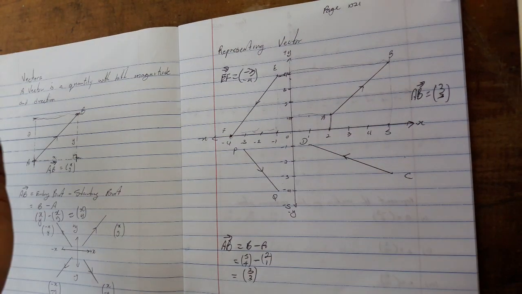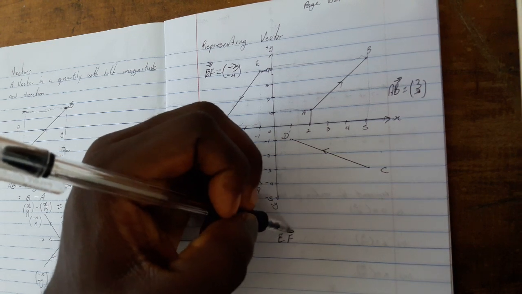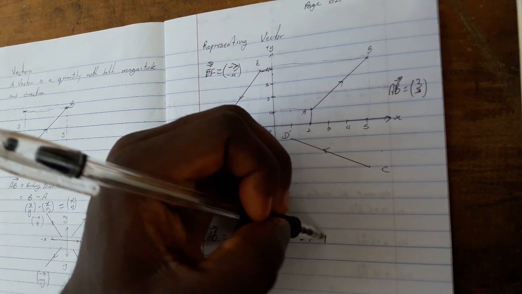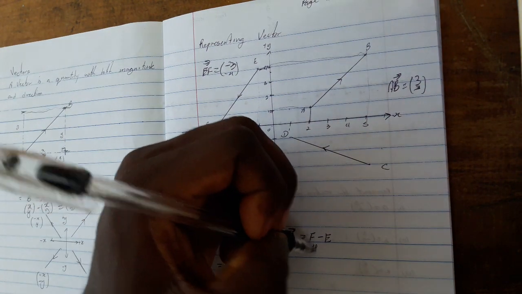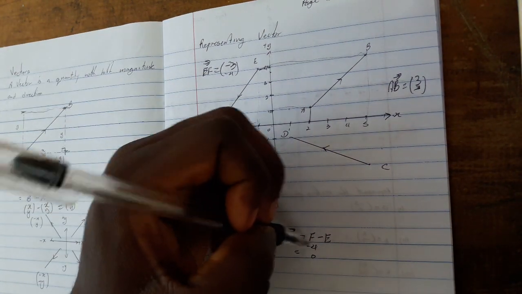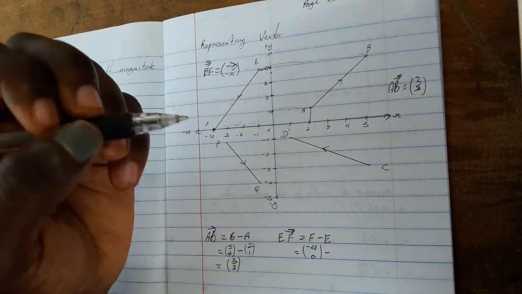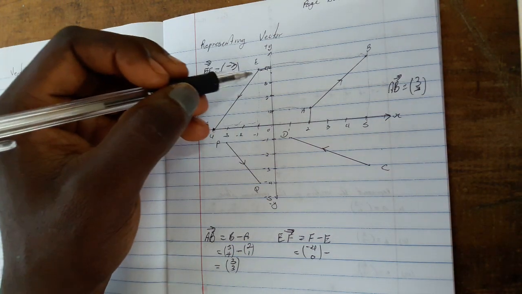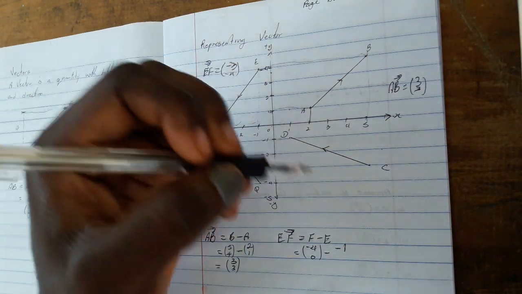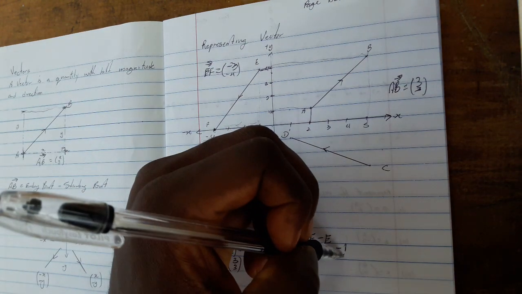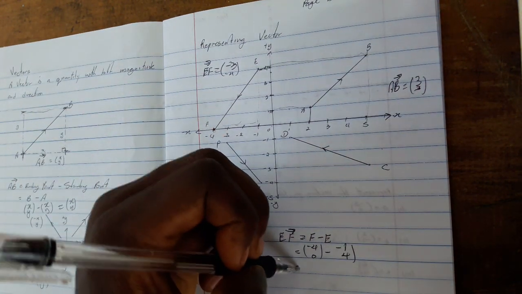Now let's calculate that using our ending point minus starting point. So EF, this is F minus E, ending point minus starting point. The ending point F is -4 and 0. The starting point of the vector EF is E, which is -1 and 4. -1 and 4, yes. Good. -1 here, 4 there. X first, Y second.